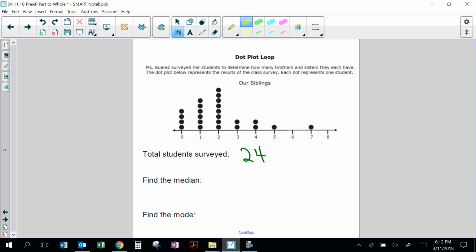There are many ways you can find the median. You can list out the numbers 0, 0, 0, 0, 1, 1, 1, 1, 1, 1, 1, 2, 2, 2, 2, 2, until you find the median. I'm not going to do that.